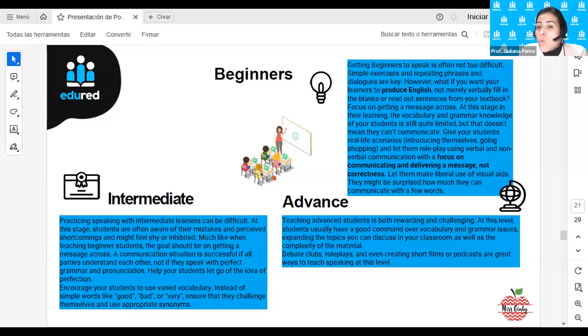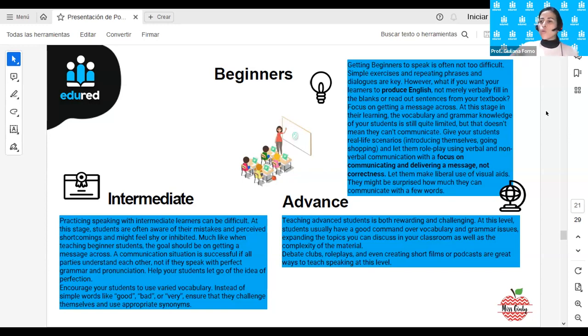However, what if you want your learners to produce English, not merely verbally fill in the blanks or read sentences from a textbook? Focus on getting a message across. At this stage in their learning, the vocabulary and grammar knowledge of your student is still quite limited. But that doesn't mean that they can't communicate. Give your students real-life scenarios, introducing themselves, going shopping, and let them role-play using verbal and non-verbal communication with a focus on communicating and delivering a message, not correctness. Let them make liberal use of visual aids. They might be surprised how much they can communicate with a few words.